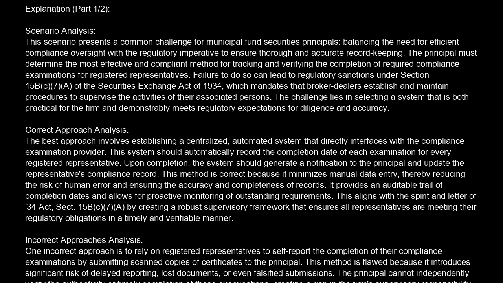Exchange Act of 1934, which mandates that broker-dealers establish and maintain procedures to supervise the activities of their associated persons. The challenge lies in selecting a system that is both practical for the firm and demonstrably meets regulatory expectations for diligence and accuracy. Correct approach analysis.